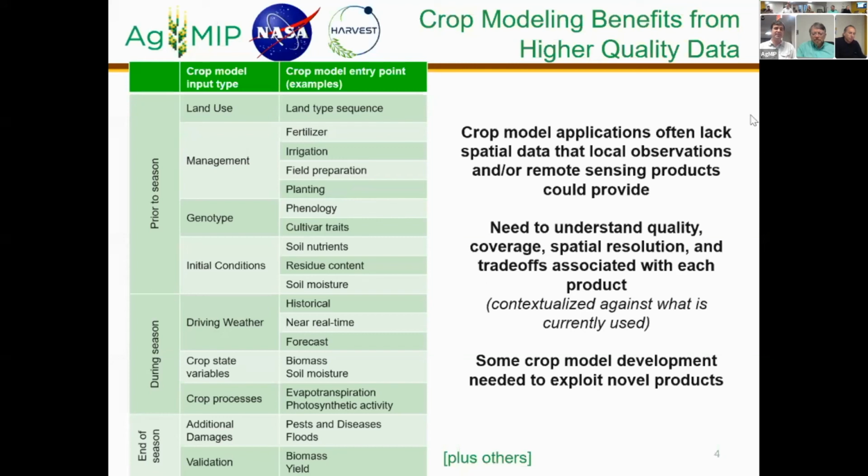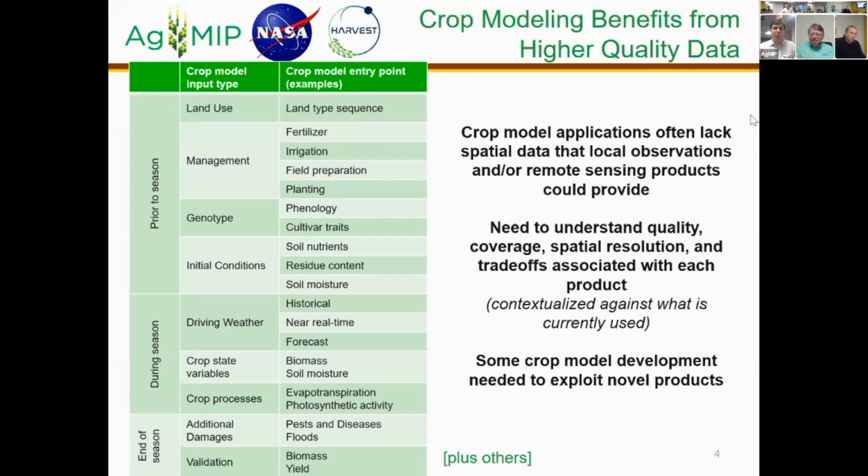And of course, at the end of the season, crop modeling is not necessarily done when virtual harvest occurs. Oftentimes, we need to incorporate additional damages, as Jonas just showed. If we have information about floods, we can incorporate that before we give our final estimation of what's happening. And likewise, things like pests and diseases or the derecho that swept through Iowa. These are the types of information that we might be able to use. And then, of course, there's validation. Sometimes you want to combine an estimate of biomass or yield that came from remote sensing with what you're getting out of a crop model.